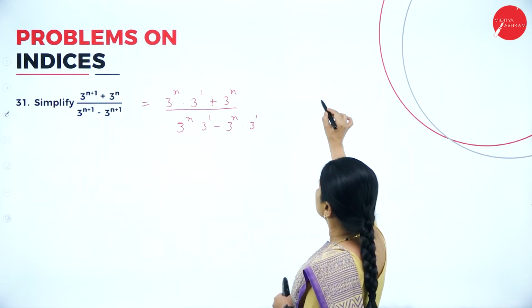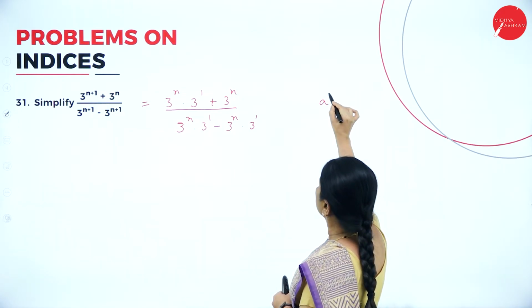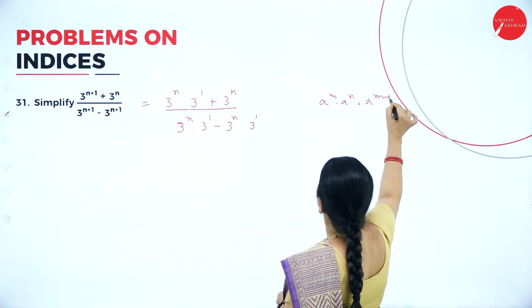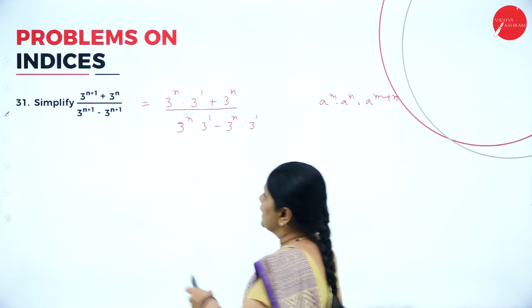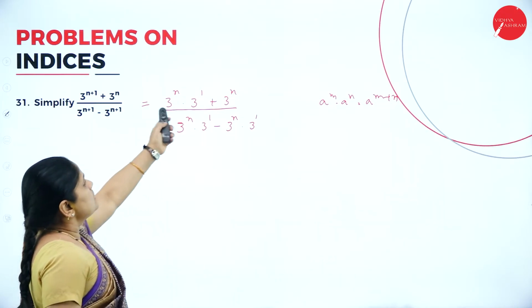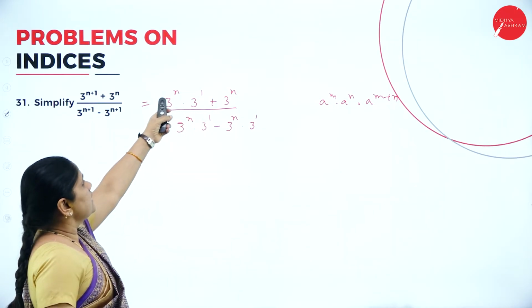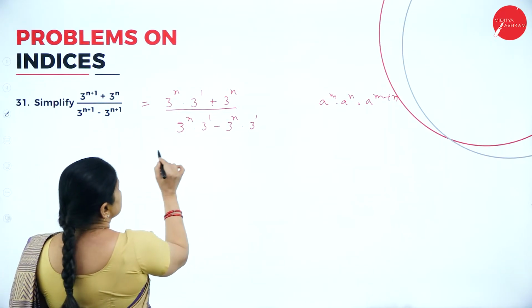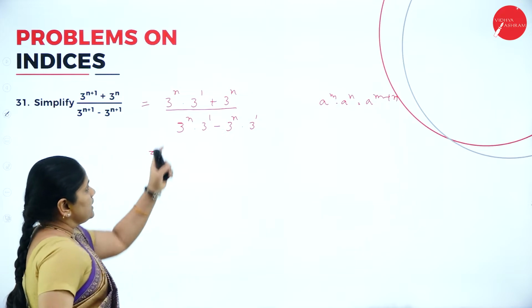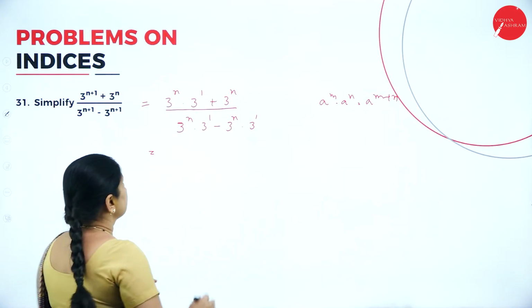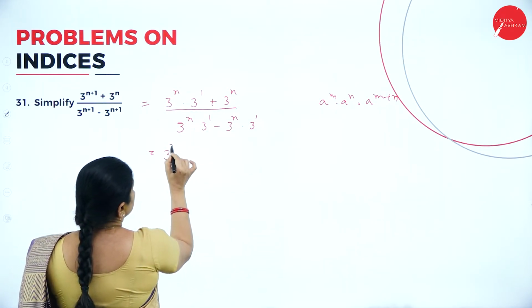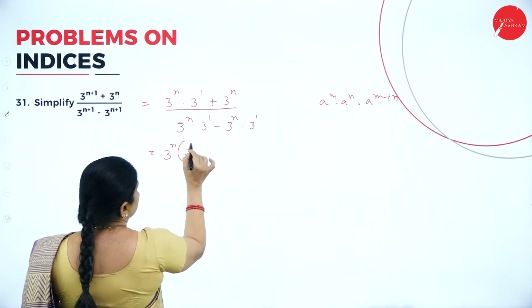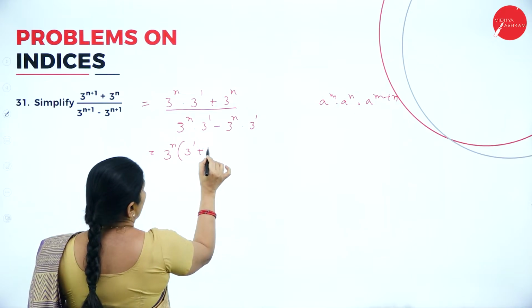So, this is based on a to the power of m into a to the power of n equals a to the power of m plus n. So, a to the power of m plus n is given. So, I am just splitting it as 3 to the power of n into 3 to the power 1. Now, if you can see this equation here, so 3 to the power of n is common here. So, I will write here 3 to the power of n. Now, what is left over here? 3 to the power 1 plus 1.